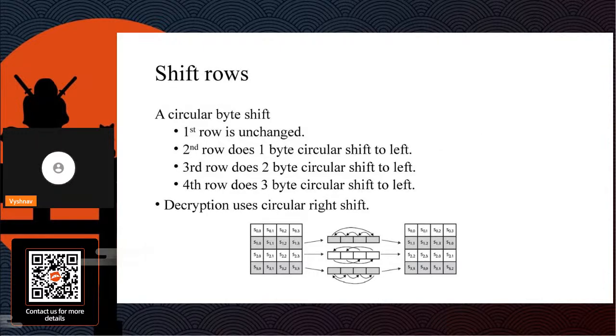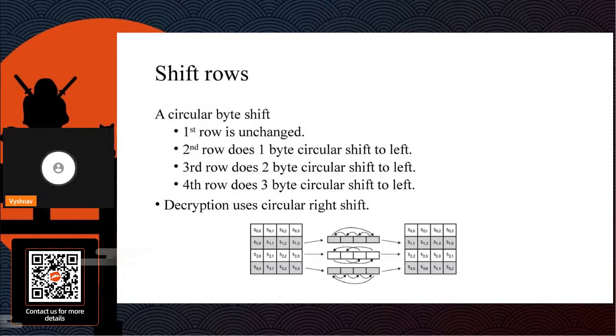The second block is shift rows. In shift rows, the first row is unchanged. The second row is circular shifted to the left. So this is the second row. So S1,0 is shifted left. S1,1 is shifted left. S1,2 is shifted left. S1,3 is shifted left, which is a circular shift. So this S1,0 comes here.